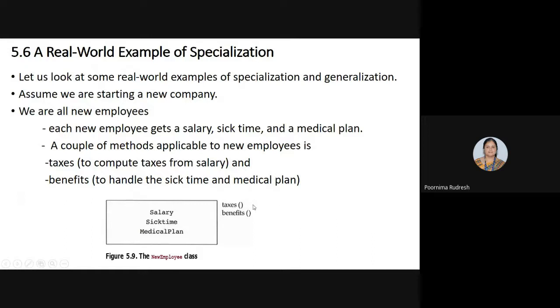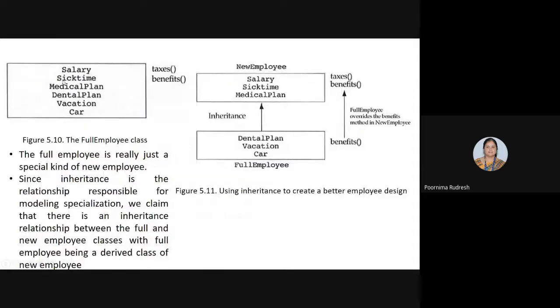Once the employee works for a month, he is going to get a salary. Along with that, he is getting the sick time and medical plan benefits. And here we have two methods, taxes and benefits, to calculate the tax and to calculate the benefits by considering the sick time and medical plan. Once the company has been working successfully for 6 months, all the employees who worked for 6 months are treated as full-time employees. Then along with the salary, sick time and medical plan, 3 additional benefits are given: dental plan, vacation and car.